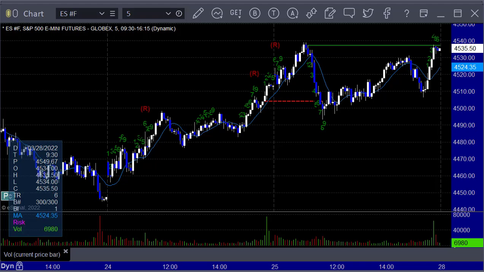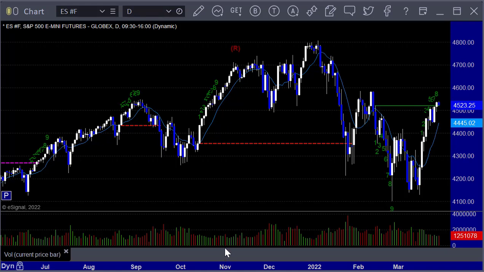Here's the ES front month futures contract. This is the daily chart of the broad market futures. So, we've broken the downtrend line. We're back above it. All is right in the world. Russia invades Ukraine, and no one cares. It doesn't affect the global economy per se. I think the bigger problem continues to be the interest rate situation here in the U.S. and what that will mean for us in the long term. But it is what it is.